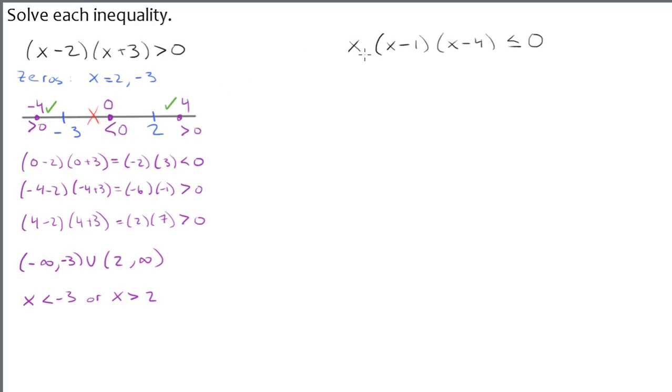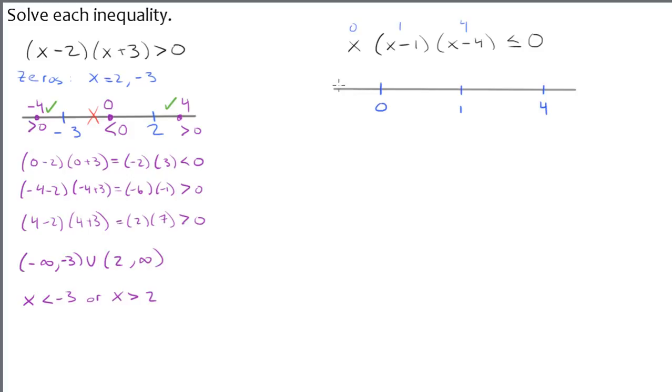Great. What about this one over here? Well, this is going to be the same thing: x times (x minus 1) times (x minus 4), except in this case we're going to have an additional region. So we've got 0, 1, and 4. And we're going to test a point in each one of these regions.